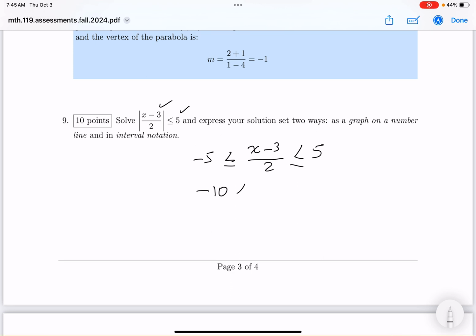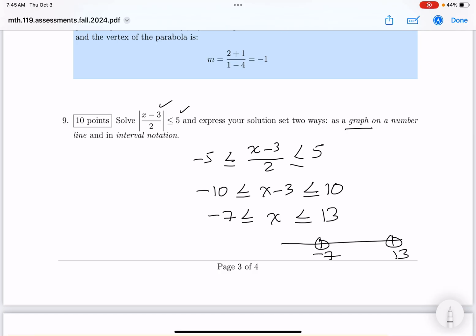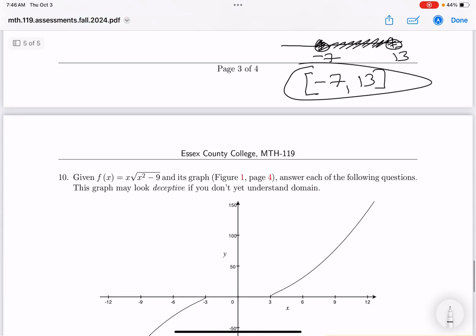You get minus 10, x minus 3, and over here you get 10. The next thing I would do is add 3 to all sides. That would give you minus 7. This would give you x, and that would give you 13. And I'm going to say they want it graphed. I'm going to put the graph down now, and that's going to be from minus 7 up to 13. They include those points. I'll shade that in, and then we're going to shade between that. That's one thing. And they want the intervals written down, which is minus 7 to 13. All right? So I'm going to say so far, we're almost close to the end, and now we're getting these things.